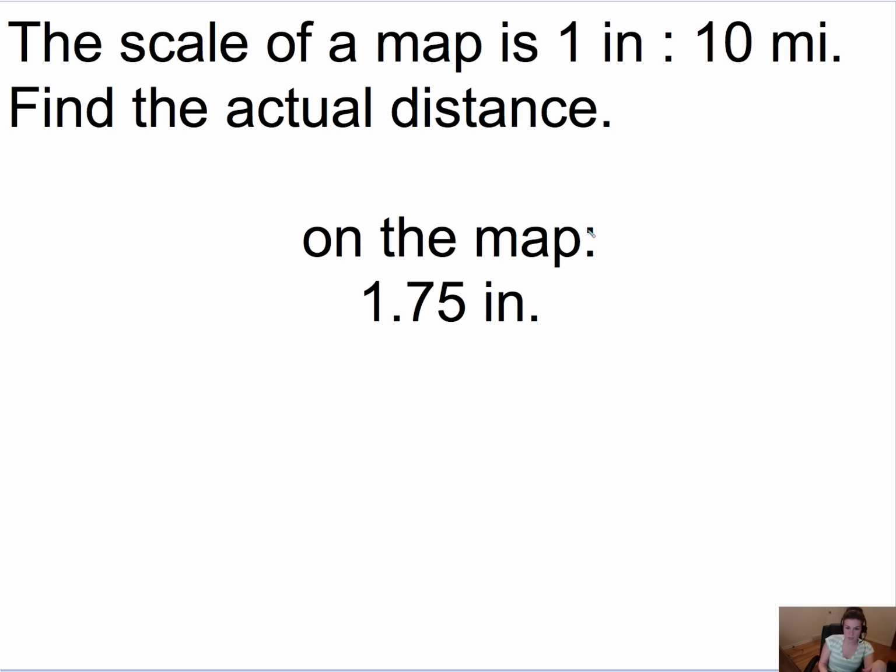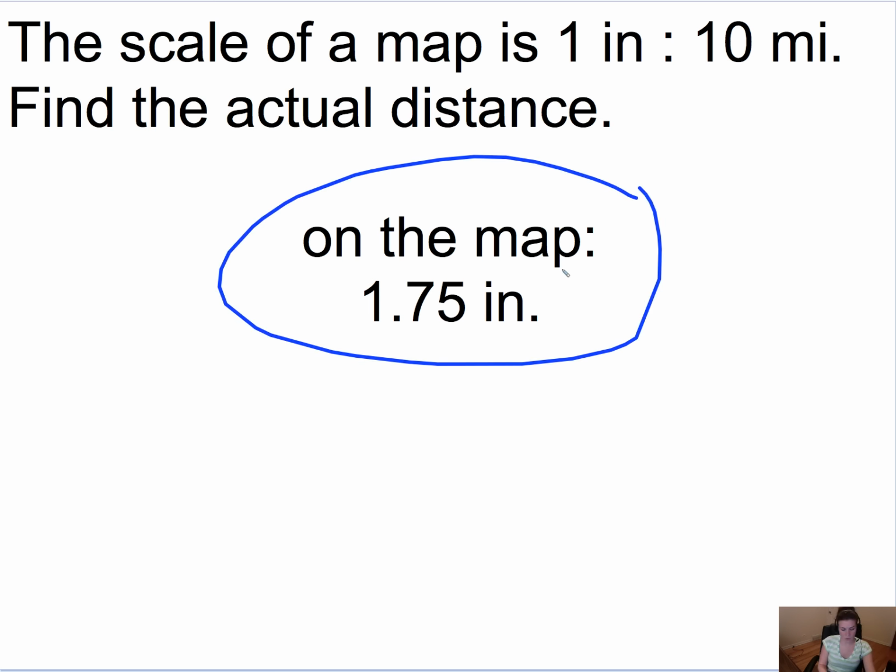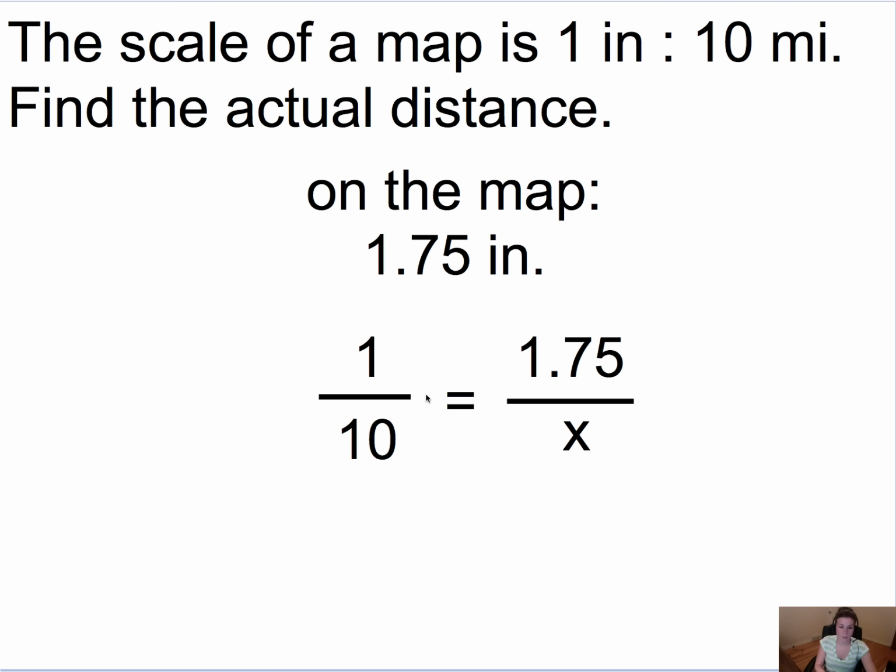So what they're saying is on the map here, you measured the distance to be 1.75 inches. How many miles is that actually in real life? So set up the proportion. Here I did 1 over 10 is equal to 1.75 over x. Again, many ways to do this. I just chose that way.